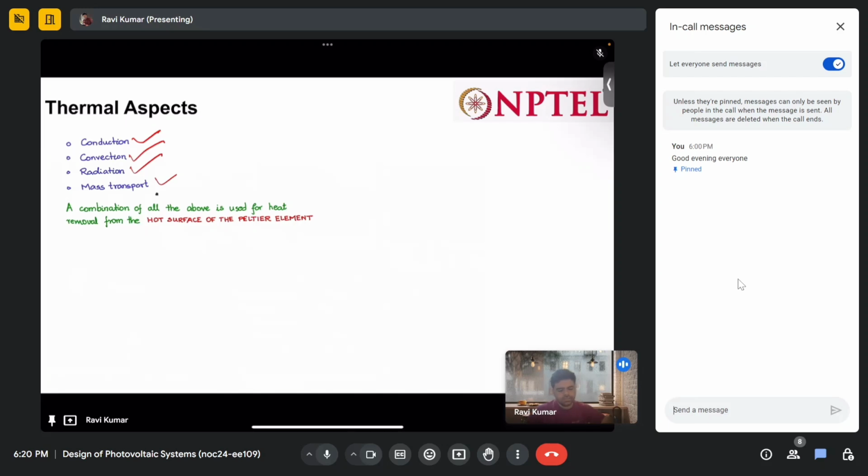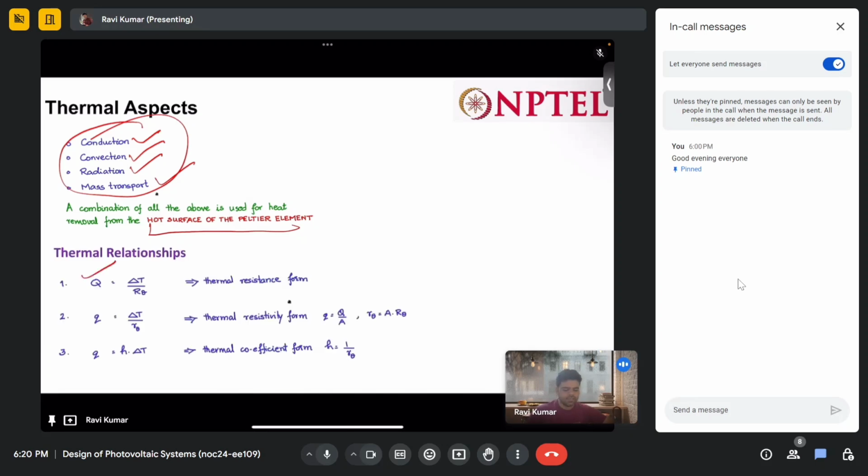And in this particular Peltier based system, we can use one or four or all as a combination. Then what are the thermal relationships that are also important? How this heat dissipation is related to the temperature difference and thermal resistance. It is written in the resistance form. It can also be written in the thermal resistivity form. Resistivity means it is per unit area. And we can also get this thermal coefficient form as well. It is 1 upon R. So this is all about the thermal aspects, thermal relationships and the Peltier based PV system.